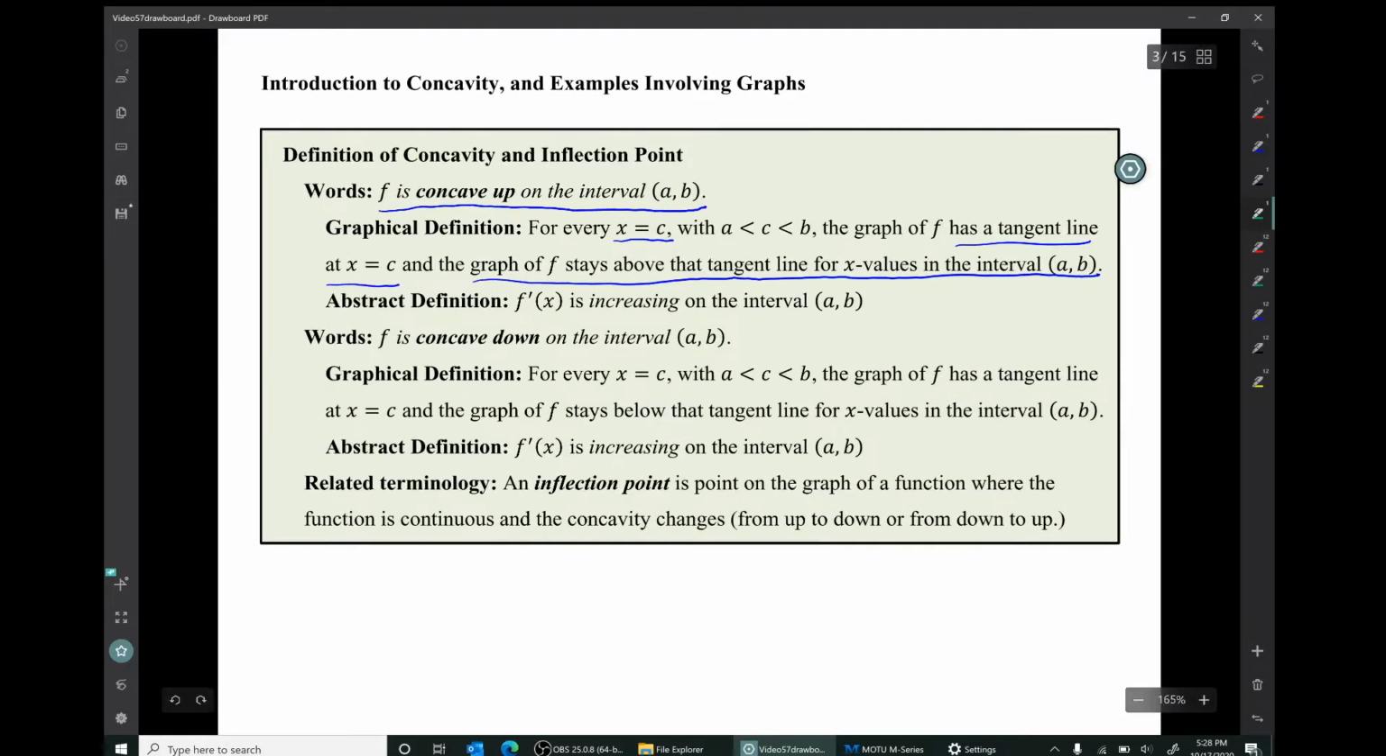And of course, there's an analogous definition for f being concave down on an interval. That would mean that the graph of f stays below the tangent line. Now there's a related term. What's called an inflection point is a point on the graph of a function where the function is continuous and the concavity changes from up to down or from down to up.